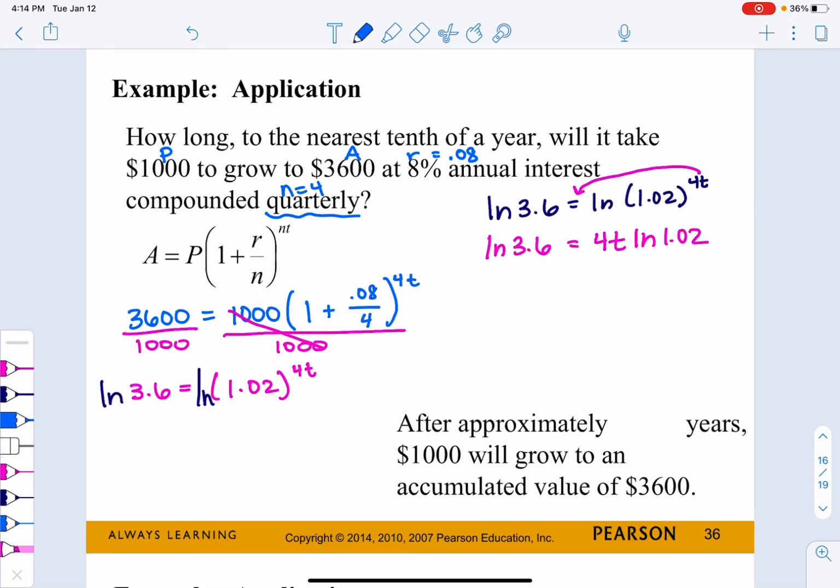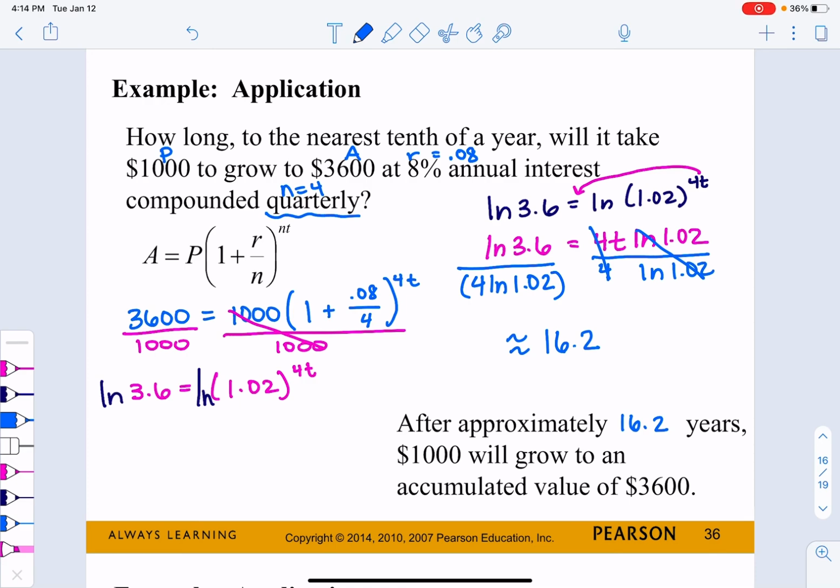Now we can start getting t all by itself. t is being multiplied by 4, so I need to divide by 4. It's also being multiplied by ln 1.02, so I need to divide by that. Whatever I do to the one side, we're going to do to the other. 4 ln 1.02. Now, plugging it into the calculator, be careful. You'd want to make sure you throw some of those in parentheses. So if I take my ln of 3.6, divided by, in parentheses, 4 ln 1.02, the calculator is going to tell you approximately 16.2. So it's going to be about 16.2 years for that $1,000 to grow to $3,600.